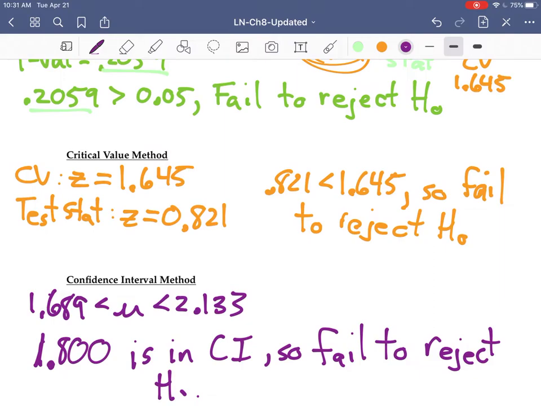All right, that is it for dealing with hypothesis tests, dealing with means. Next time we'll look at hypothesis tests for standard deviations.